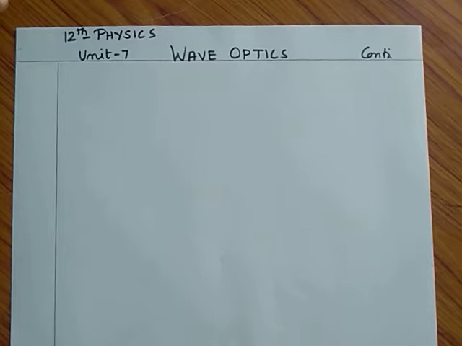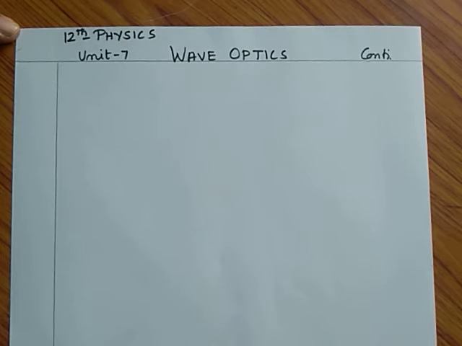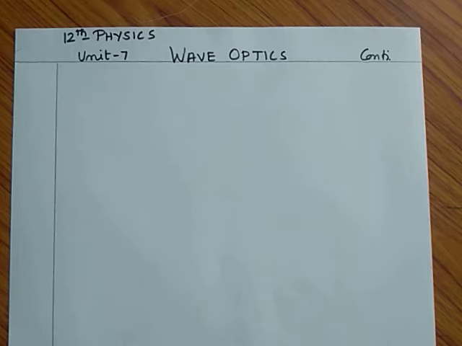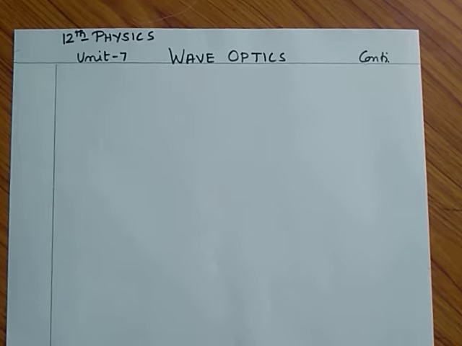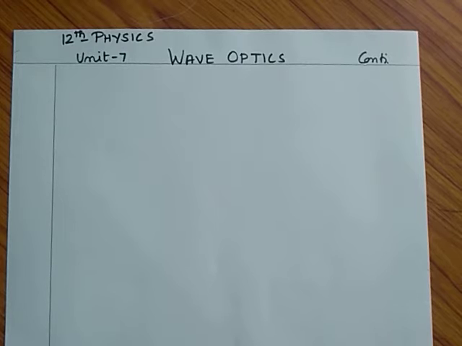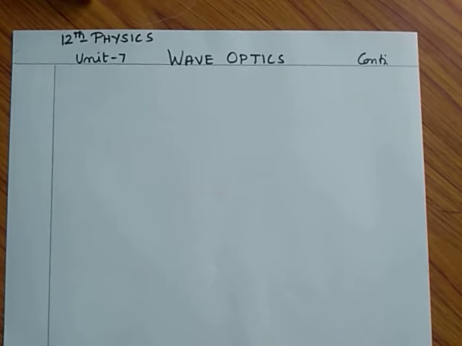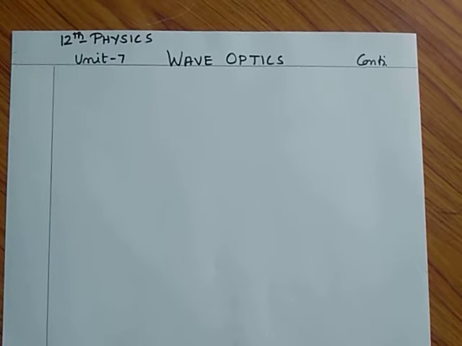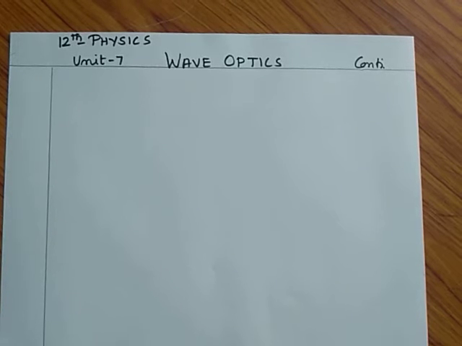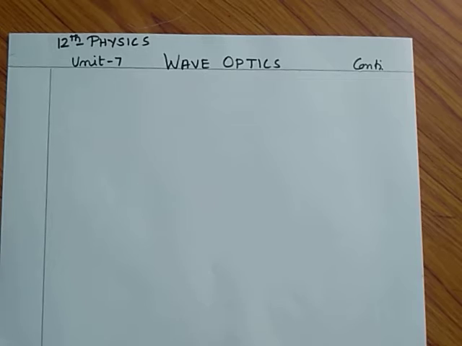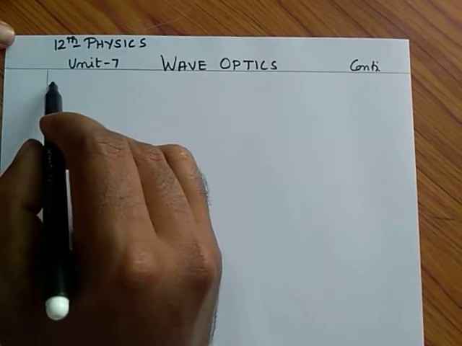In our previous class, we discussed the phenomenon that shows the wave nature of light, that is diffraction. We know diffraction means bending of waves. In order to diffract the light, the opening width of the slit must be comparable to the wavelength of the light. At that instant only diffraction is possible.